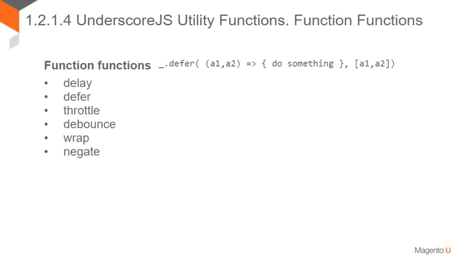This slide shows some of the function utilities. The example shows the defer function. It is used in Magento and is an analog of setTimeout function 0, which is a very useful technique to write non-blocking code leveraging event loops.